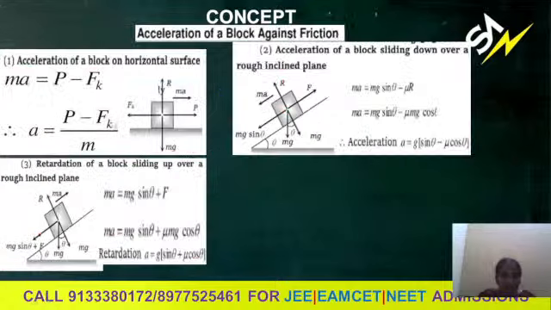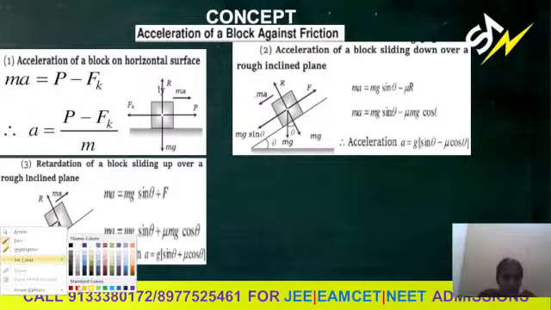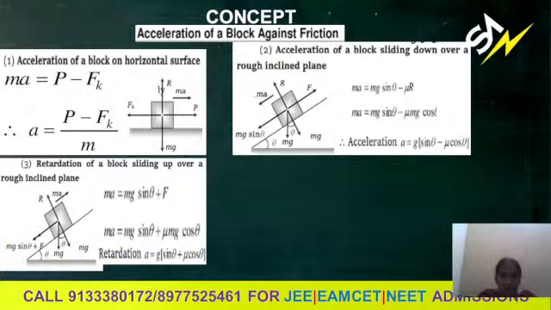Our next concept, acceleration of a block against friction. The first situation, acceleration of a block on a horizontal surface. Object is on a horizontal surface. This is the applied force. P is nothing but F external or applied, and in this direction frictional force will act.